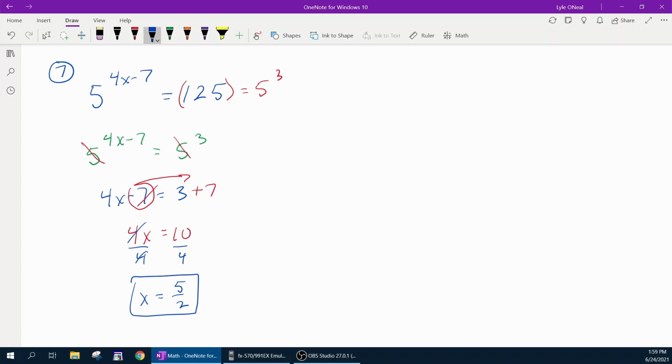Now remember, you could also express that as a mixed number, which I wouldn't recommend. Or you can represent that as a decimal, as long as it's going to be a terminating decimal. There is one other thing you might need to know, and that is that you can take this answer back to the beginning and plug it in and check it. The checking is not that bad. I think I'm going to show that one time and then let you check from here on out. Okay, so if I check this, that would be 5 to the 4 times 5/2 minus 7.